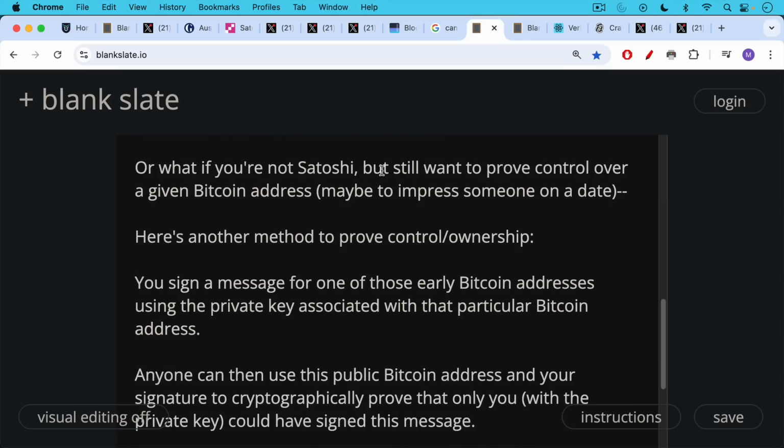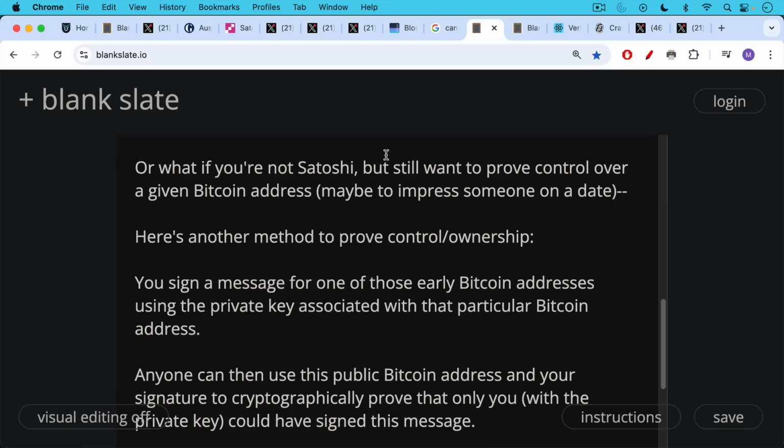Here's another method to do that. You sign a message for one of those Bitcoin addresses. It can be one that you actually control, or if you're Satoshi, it's going to be one of those early Bitcoin addresses when Satoshi was one of the main miners. And he was doing this not to get rich, but he was doing this to secure the network. And of course, he's never sold or moved those coins.